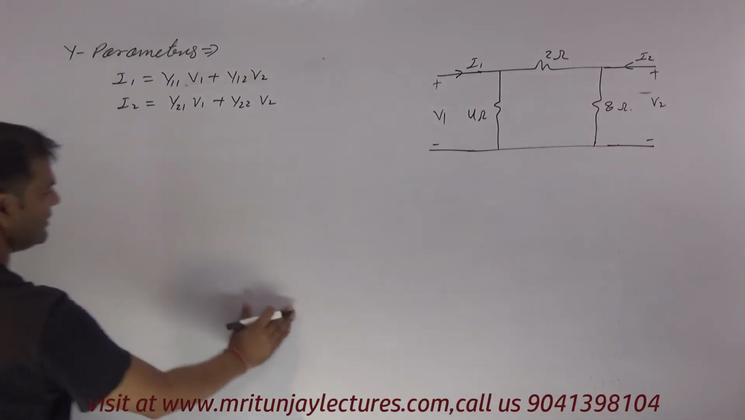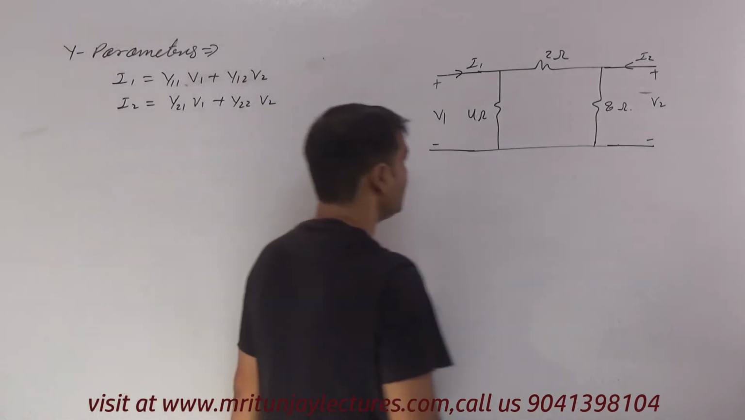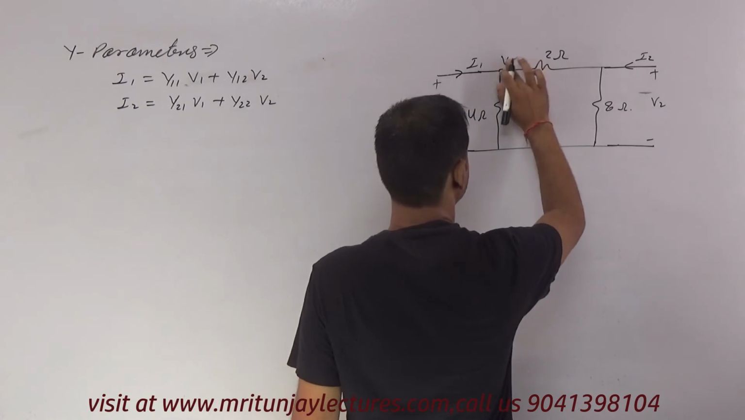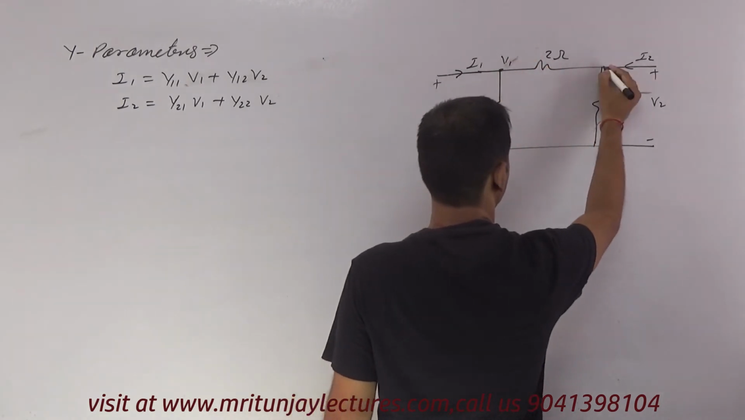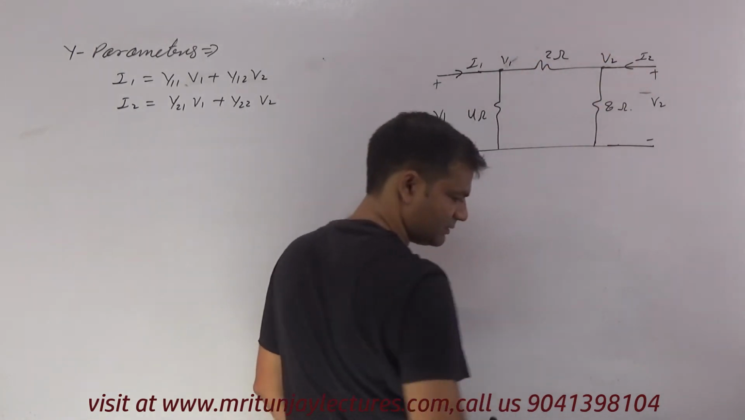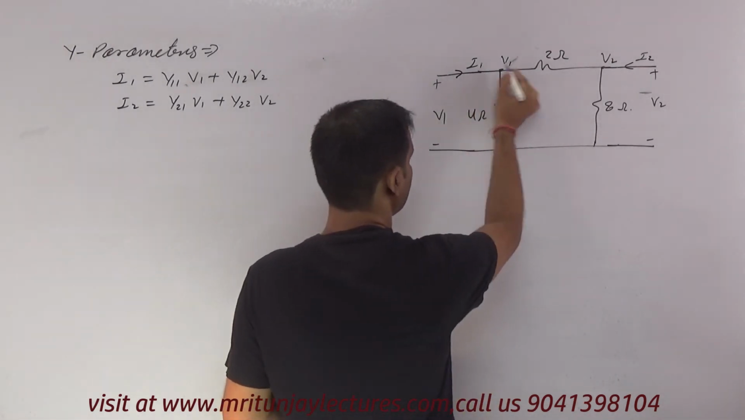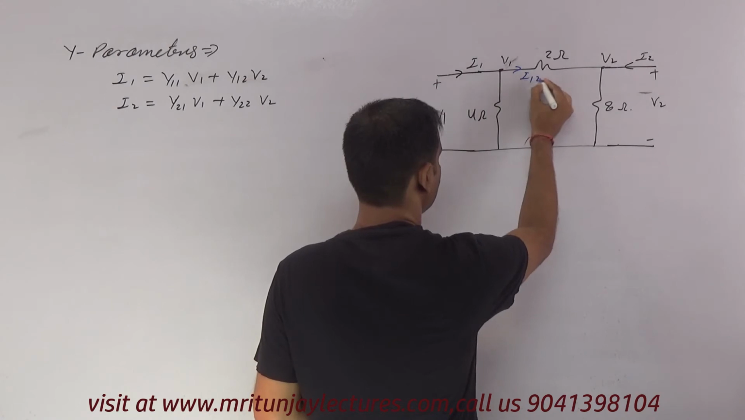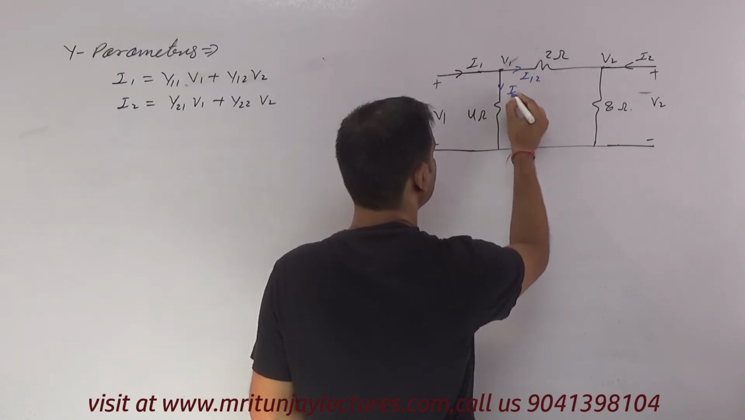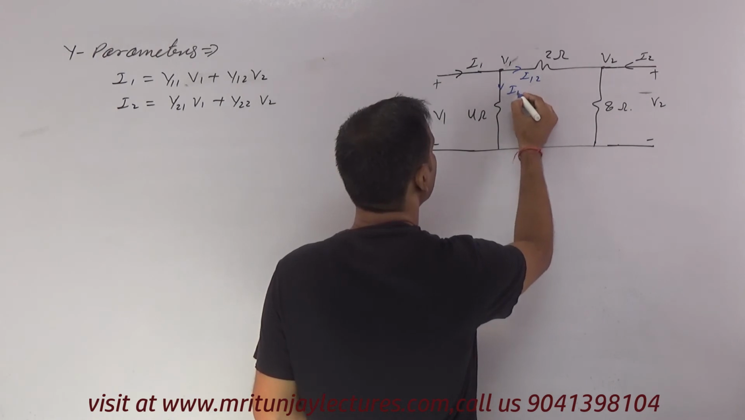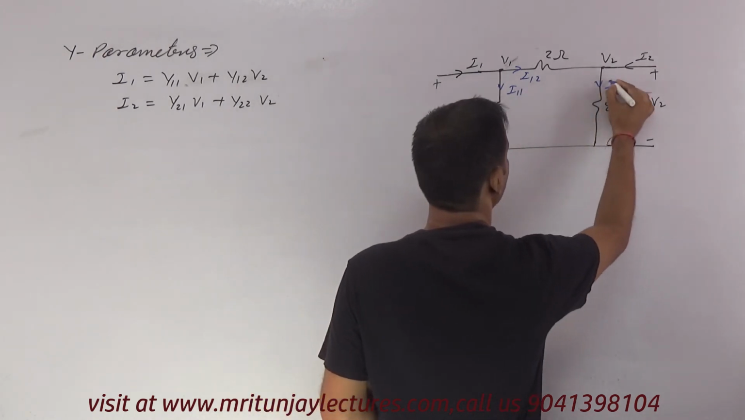Okay, I know that. First of all, what about the voltage at that point, V1, and what about the voltage corresponding to this one, that is V2? Clear? Here I1, here I2, here I11, here I22.